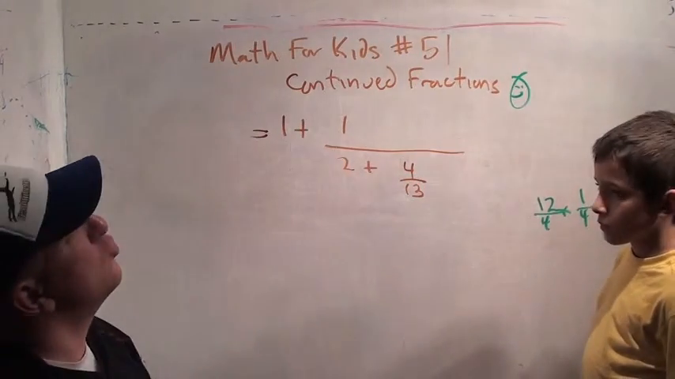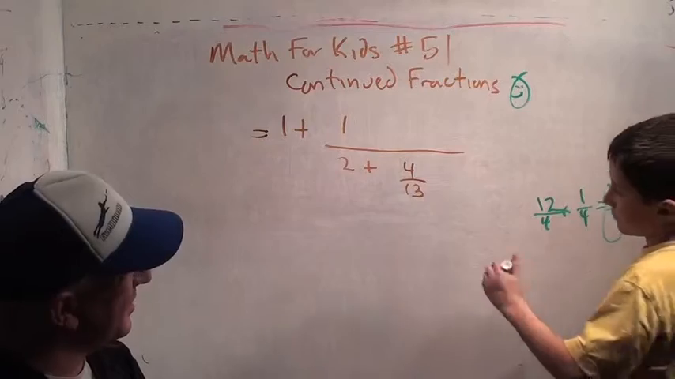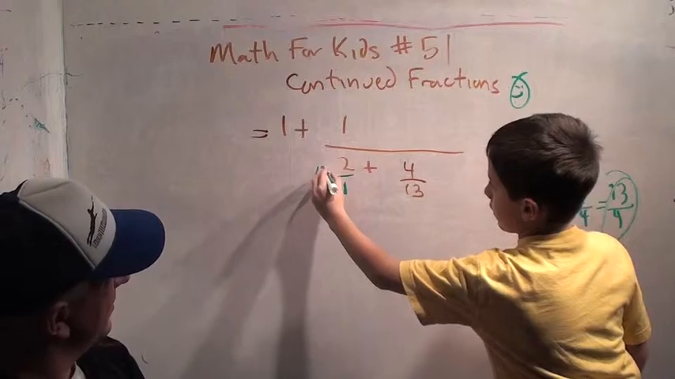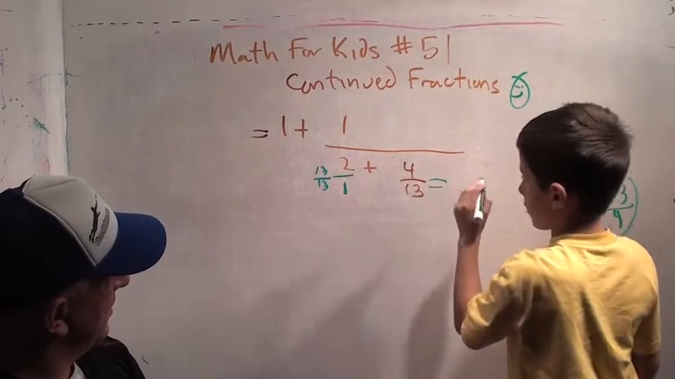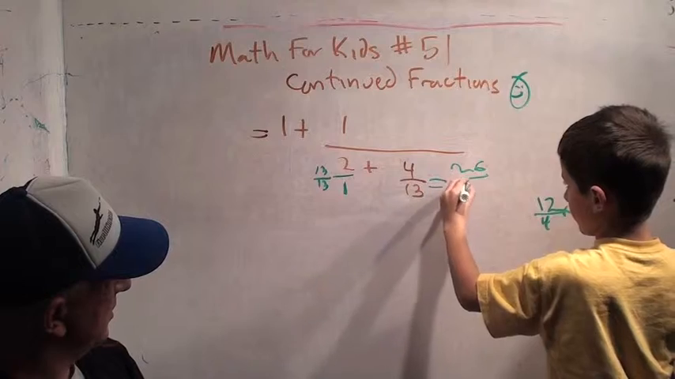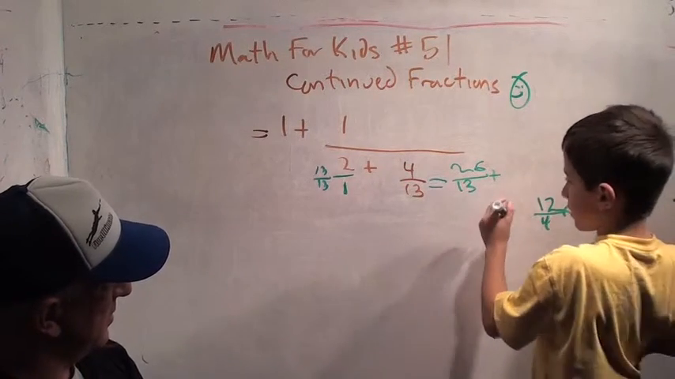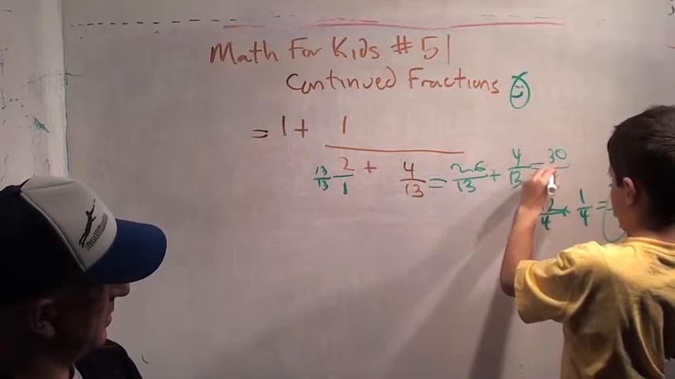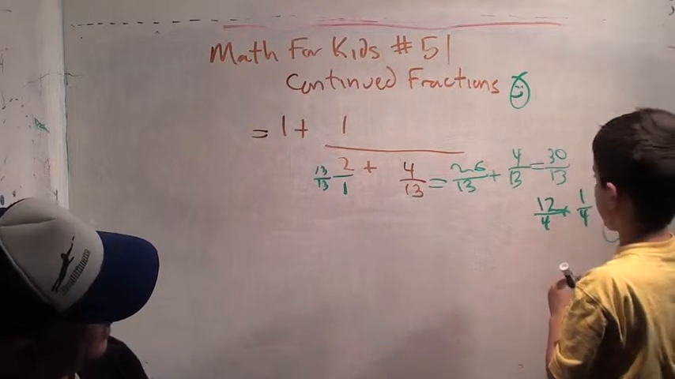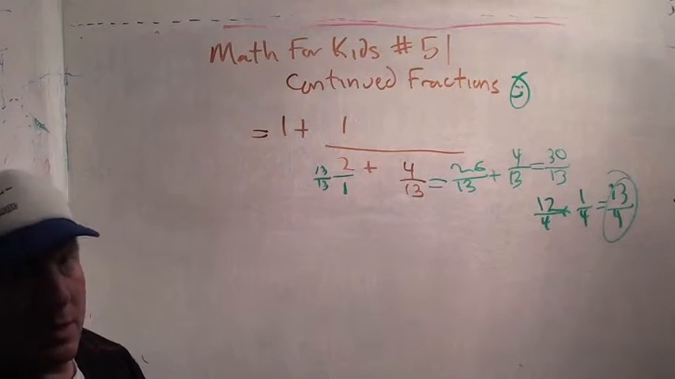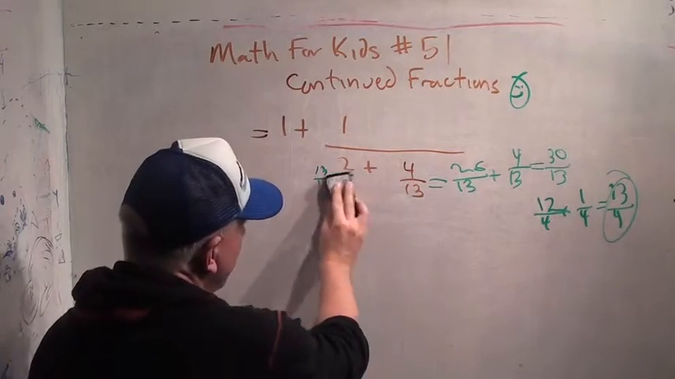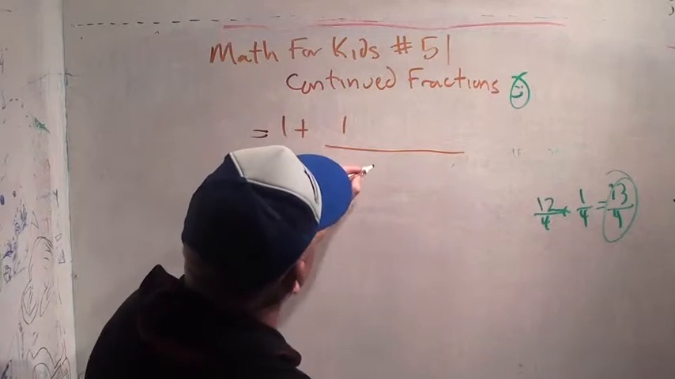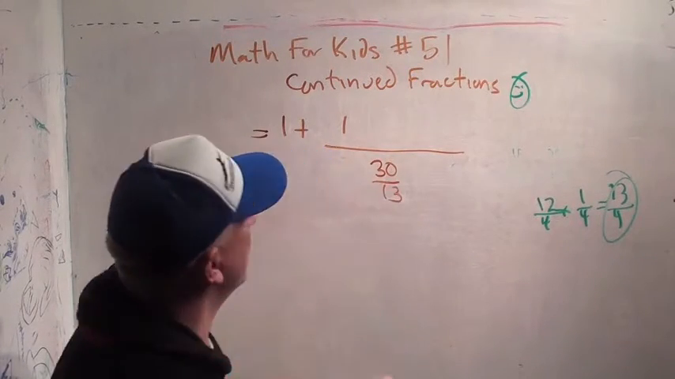Okay, and now, my goodness, we have to do 2 plus 4/13. Ouch. So I have to do this as 2 over 1, which equals 26 over 13 plus 4 over 13 makes 30 over 13. Okay, good job. So 2 plus 4/13 is the same as 30/13. 30 over 13. So now we have that on the bottom.